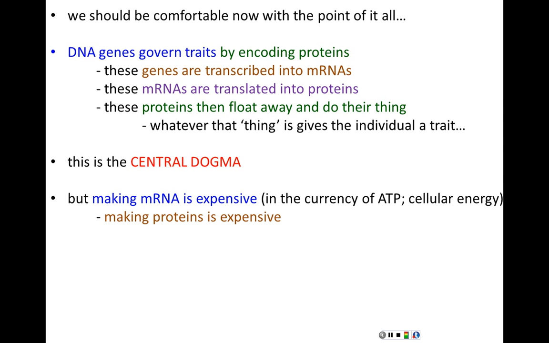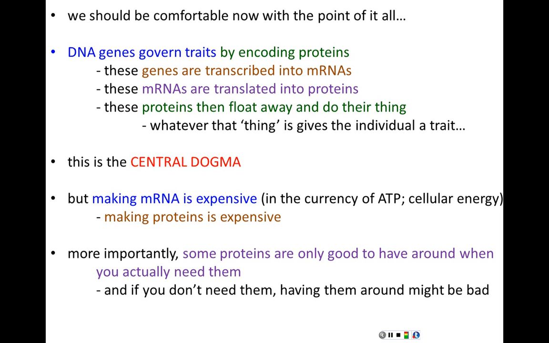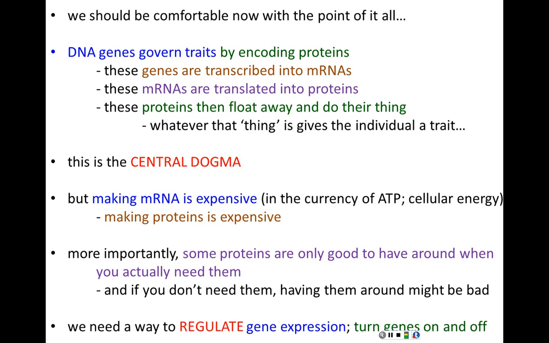The same can be said of making proteins. Making proteins is also extremely energetically expensive. On top of that, some proteins are only good to have around when they're actually needed. Some machines are only needed to do their thing when they're actually needed. And the flip side of that coin is also true. Sometimes, when you don't need a particular function in the cell and you don't need the protein around to do that, having that protein around could be a bad thing.